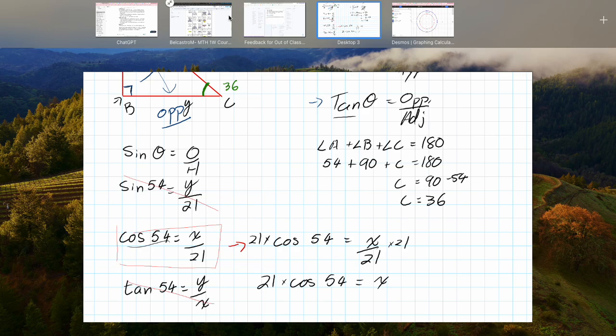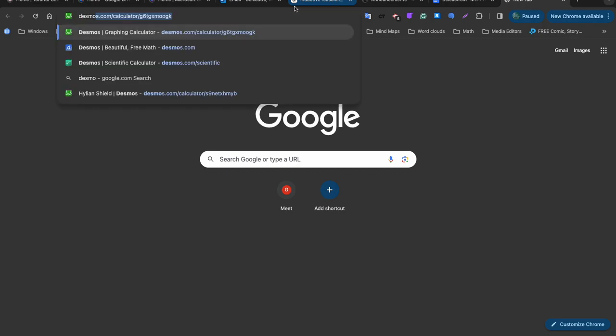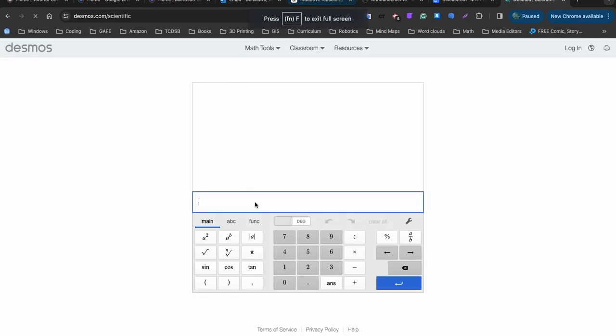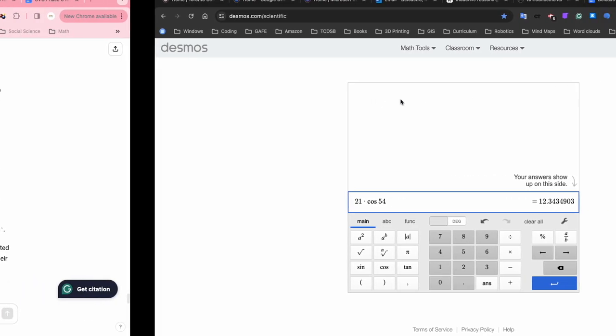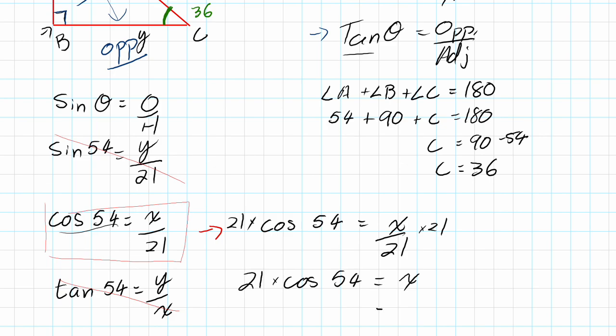What I'm going to do is, let me see if I quickly got a calculator handy. That's a course outline. Here we go. Let's get Desmos. Calculator. There it is, scientific. Okay, I'm going to plug this in. Now it's in degrees, and our question stated it was 21 times cos 54. There we go. It's given us a value. It's approximately 12.3, we'll say. So let's jump back over. There you go. So according to this, x is approximately 12.3, okay?